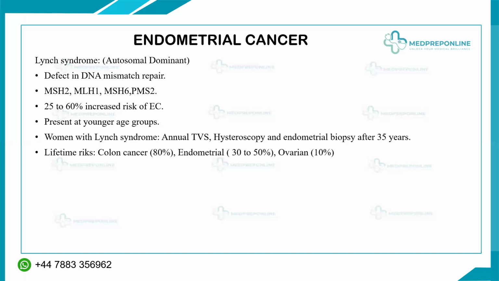So how do you screen? How do you manage such patients? You have to screen women with Lynch syndrome by doing an annual transvaginal sonography. They have to undergo hysteroscopy as well as endometrial biopsy. So these will not be blind samplings, they won't be pipelle biopsies. They'll be hysteroscopy and targeted biopsies. And you have to start screening them at an earlier age, after the age of 35. They have a lifetime risk of developing all three cancers: colon, endometrial, as well as ovarian. The risk of colon cancer is almost 80%, endometrial is 30 to 50%, and ovarian is almost 10%.